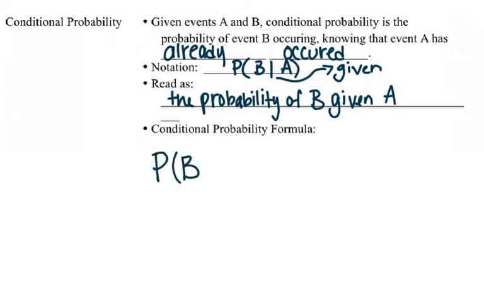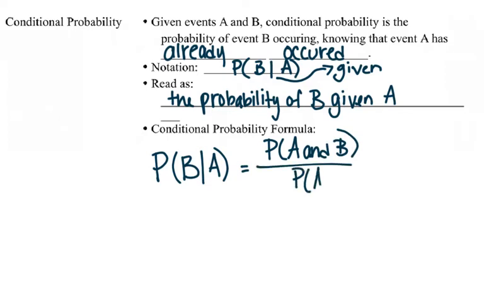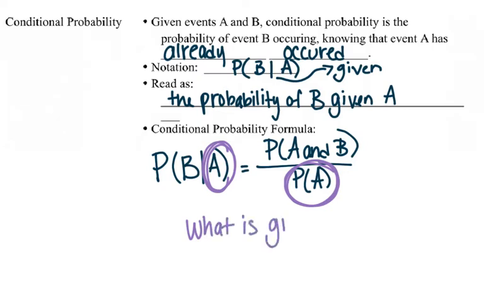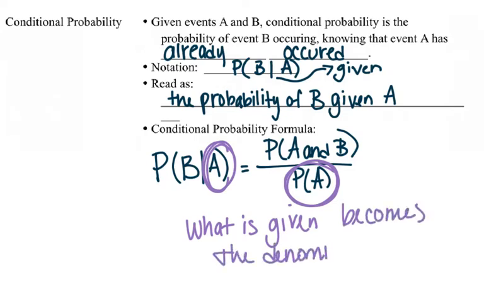Okay, and then there's a formula for it. So anytime you want to find the probability of B given A, it's going to be the probability of A and B happening at the same time divided by the probability of A. So notice the thing that's given to you becomes your denominator. So what is given becomes the denominator. And that's very different than what we have been doing, because usually it's out of the total number of possible outcomes. This time that's not what's happening.